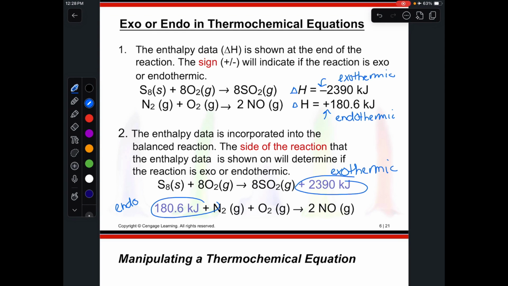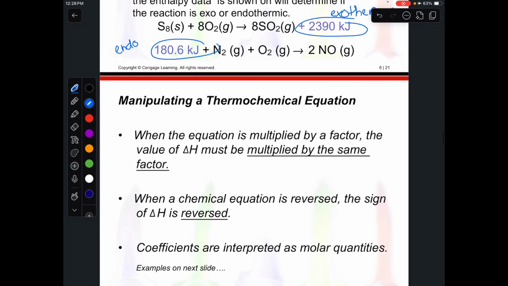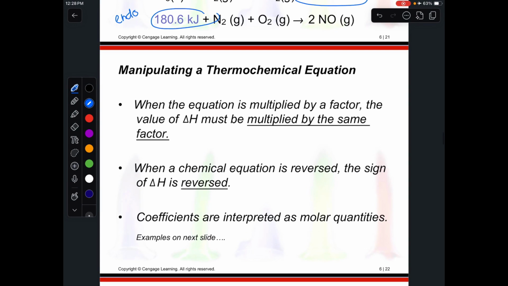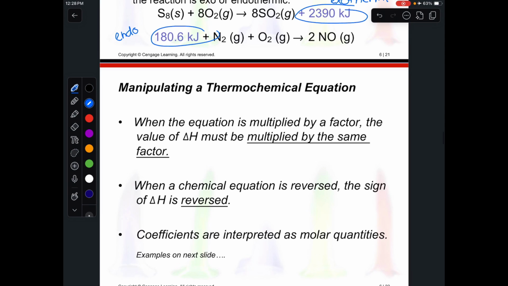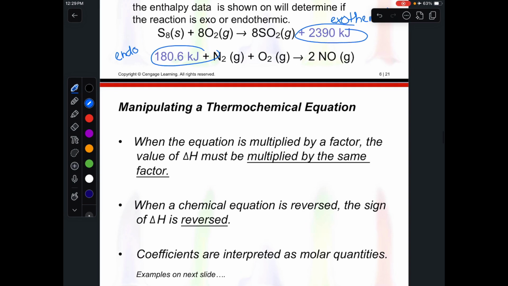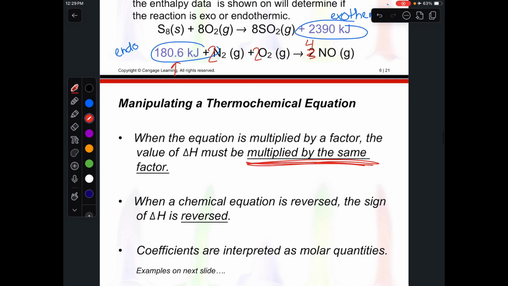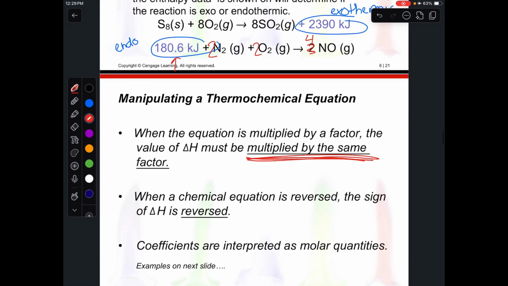You're either given the sign, positive or negative, or it is shown directly in the equation on the side that is the most appropriate. Now, if you have a thermochemical equation and you are changing the coefficients in front of any of the substances, so let's say, I'm going to use the previous one here as an example, let's say we were to add a 2 in front of any of these, or all of these, or at least let's just say double all of them, then you'd have to do the exact same thing to your delta H. So if I multiply everything by 2, I'd have to multiply the delta H by 2 as well. So it must be multiplied by the same factor, and we're going to see that in a couple examples.